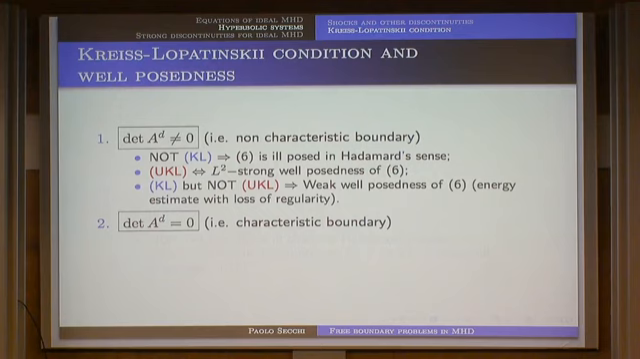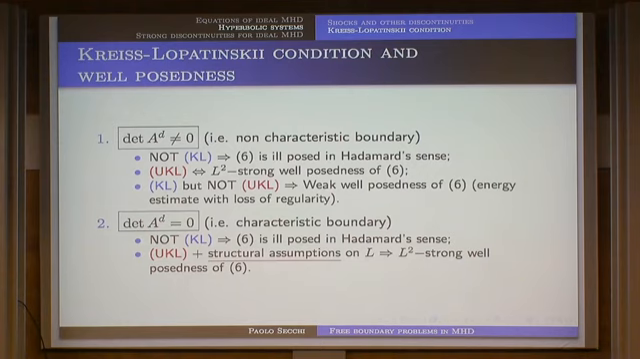For the case of a characteristic boundary, we have the same thing, that Kreiss-Lopatinsky is a necessary condition for well-posedness, but we don't have the equivalence of the second point here. For the L2 strong well-posedness, we have to add some structural conditions on the differential operators.